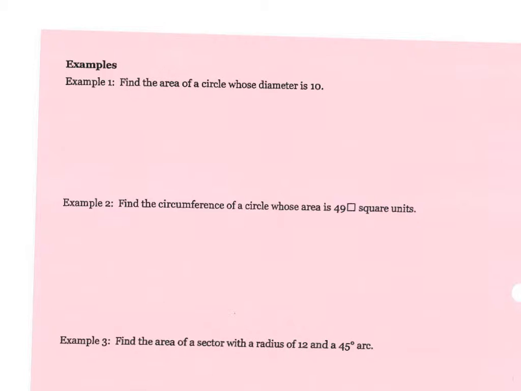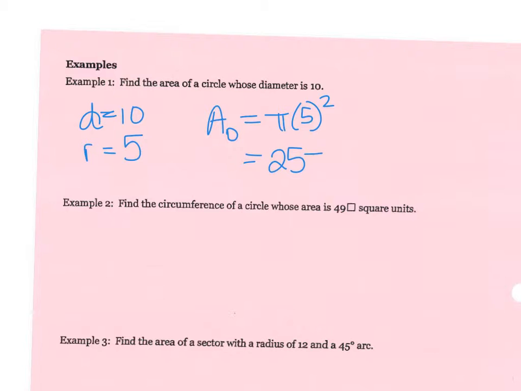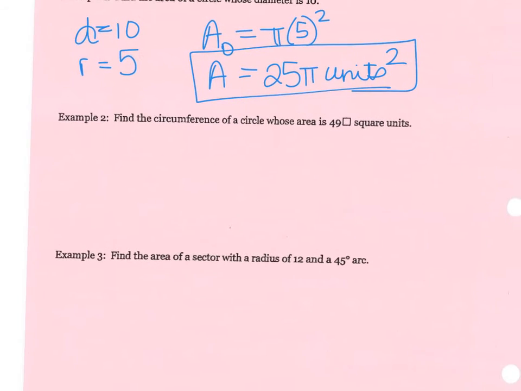Okay, so let's do some examples. Example 1 says find the area of a circle whose diameter is 10. If the diameter is 10, you know that your radius is equal to half of that, which is 5. So the formula for a circle is pi times your radius squared. The exact answer would be left in pi, 25 pi. Your area is 25 pi units squared. You guys know how to do this.